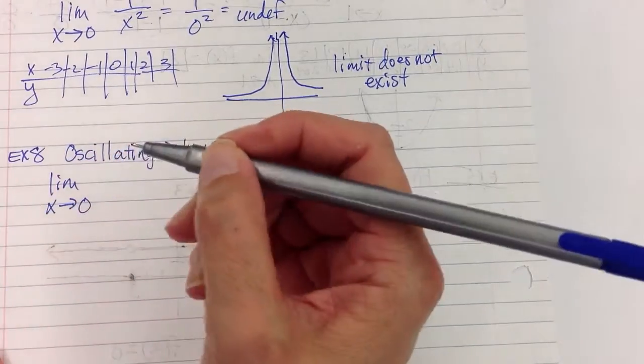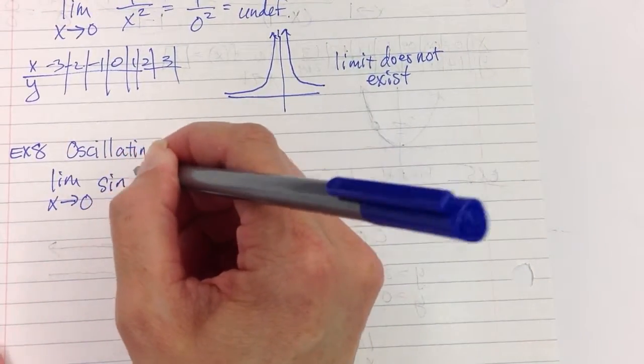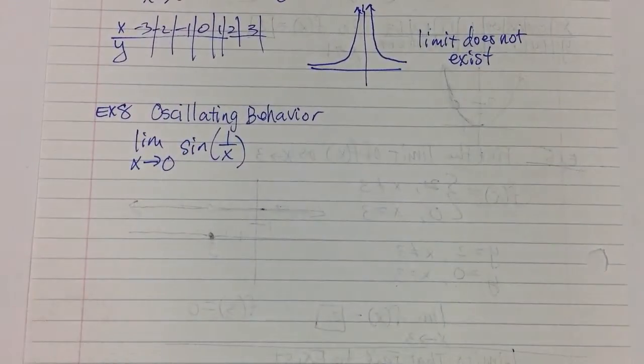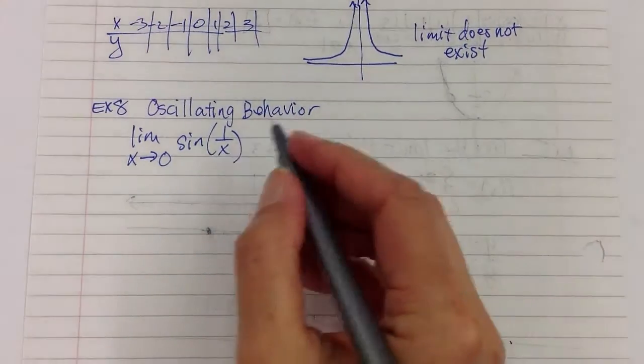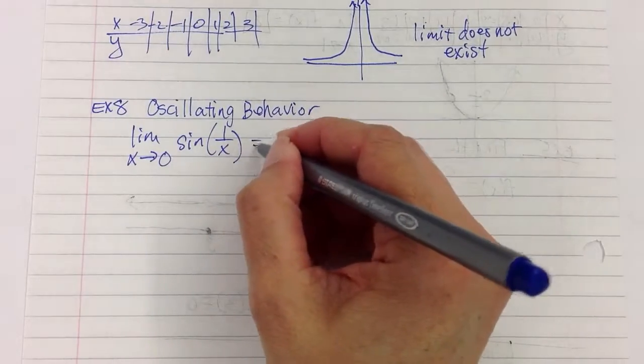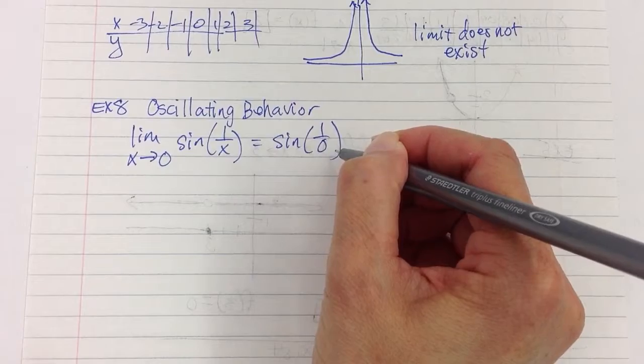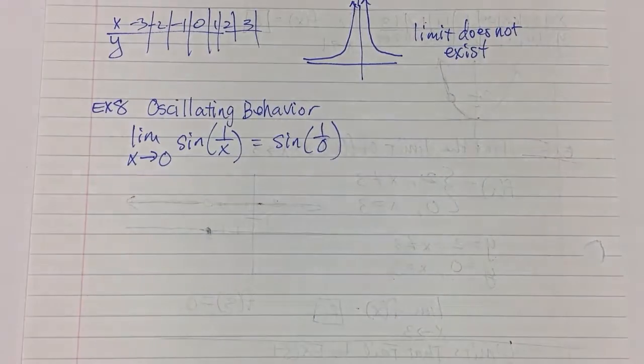As x approaches 0, the sine of 1 over x. Okay, oscillating behavior. So we've introduced a sine in this function, okay? When we do sine of 1 over 0, I plug in 0 into here, I get sine of 1 over 0. I can't evaluate that because that's undefined. So I have to look at the function, what's happening around 0.